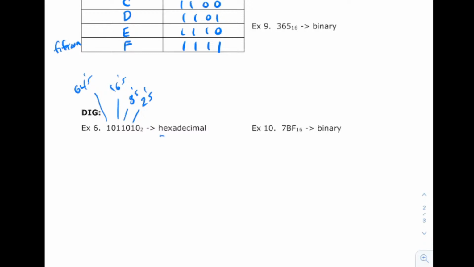We're filling hexadecimal, which is base 16. So we got a 1's place, we got a 16's place. 16 times 16 is way more than we need. We don't have 256 here. The highest we go is a 64.